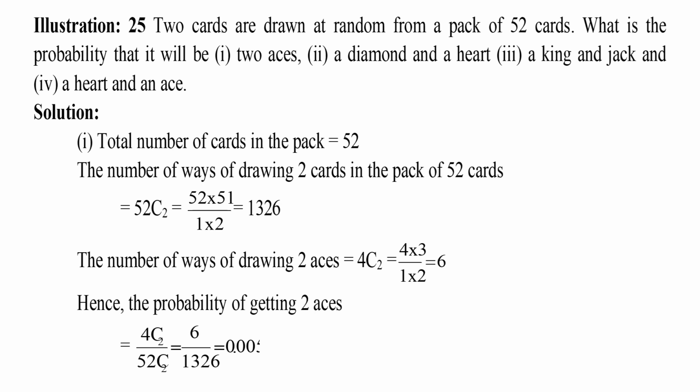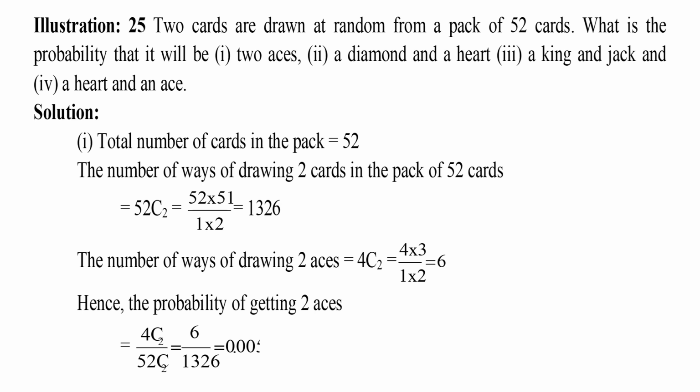Illustration 25. 2 cards are drawn at random from a pack of 52 cards. What is the probability that it will be (i) 2 aces, (ii) a diamond and a heart, (iii) a king and a jack, and (iv) a heart and an ace? Solution. (i) Total number of cards in the pack equals 52. The number of ways of drawing 2 cards from the pack of 52 cards, nCr equals 52C2 equals 1326.